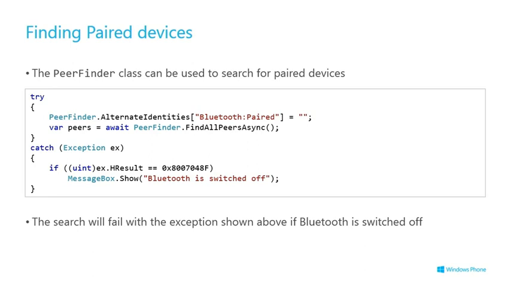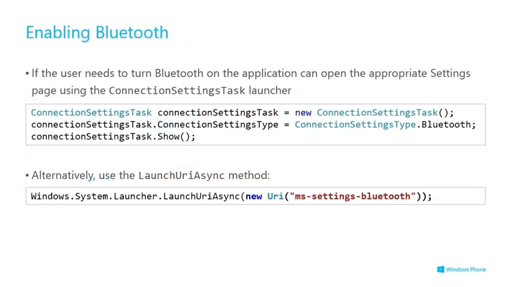Now that exception you can see there, this is the rather ugly way that we find out if Bluetooth is switched off. Unfortunately, there's no Bluetooth-is-switched-off exception. It's a generic exception, but you've got to look for that magic HResult number. If you get that, obviously, you could then turn Bluetooth on, which you might do using the ConnectionSettingsTask like that. So from within your app, you can take your user straight to the Bluetooth settings and get them to turn it on.